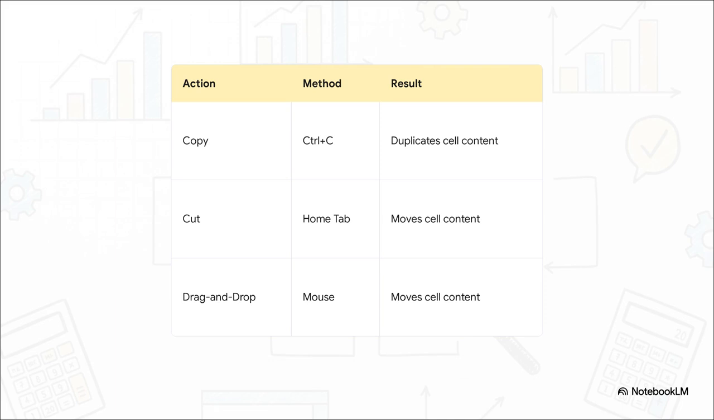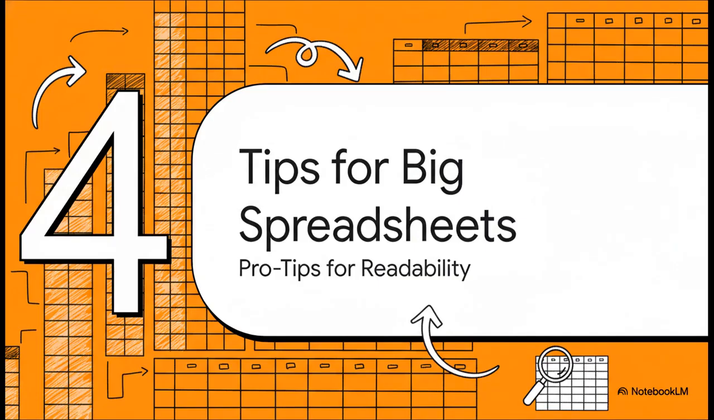Now, what about moving data around? You've got a few great options here. You can copy and paste with Control-C and Control-V, which leaves the original data right where it was. Or you can cut and paste with Control-X, which actually moves it. And a really intuitive way is to just select your cells, hover your mouse over the border until the cursor changes, and then just drag and drop the data to its new home. Easy. Okay, so as your spreadsheets start to grow, they can get, well, a little hard to read.